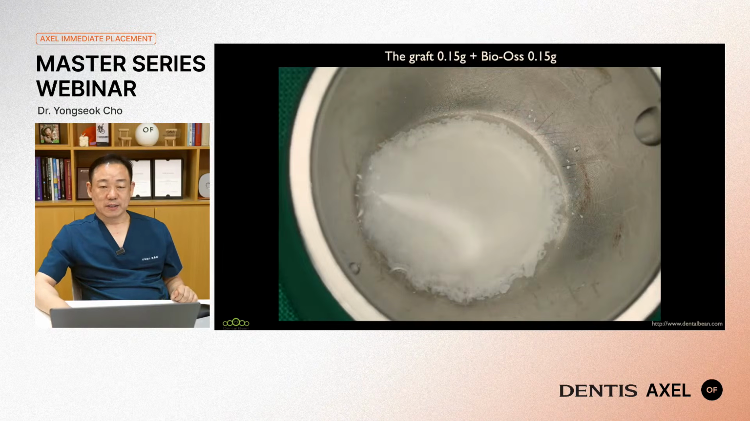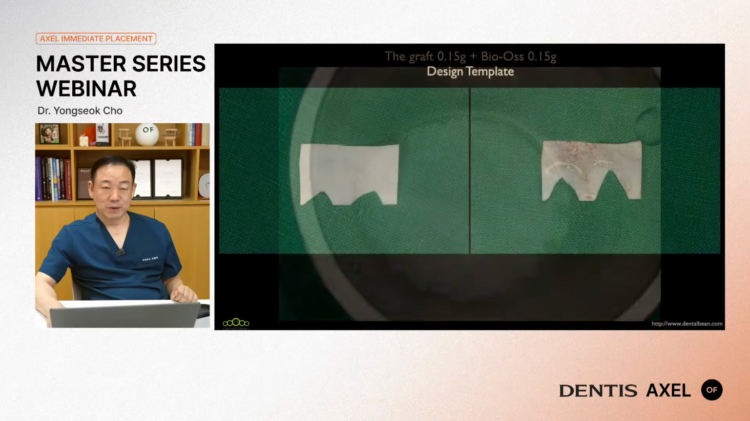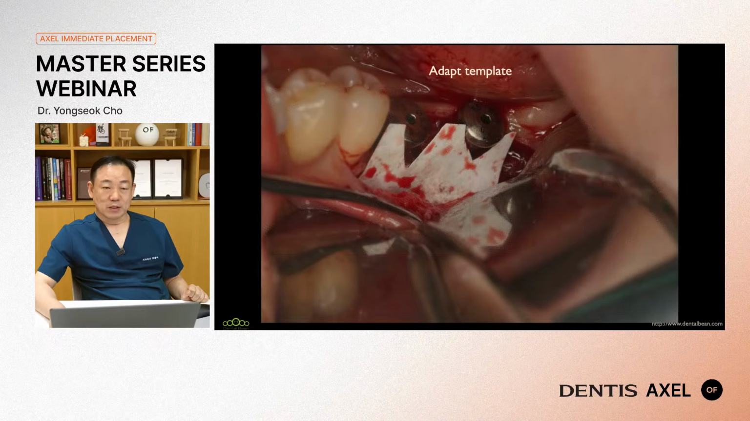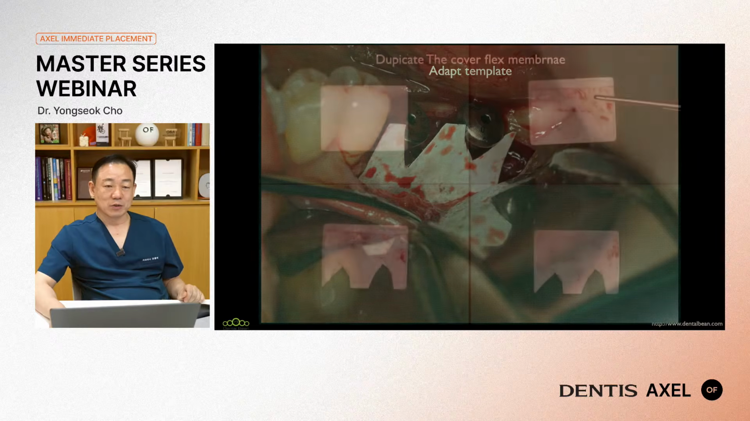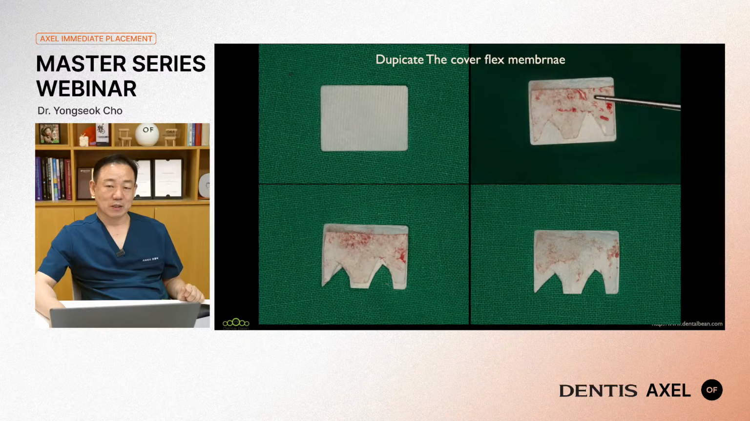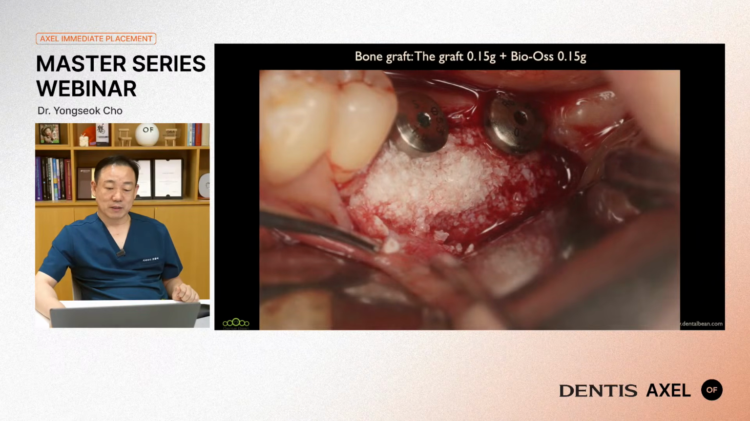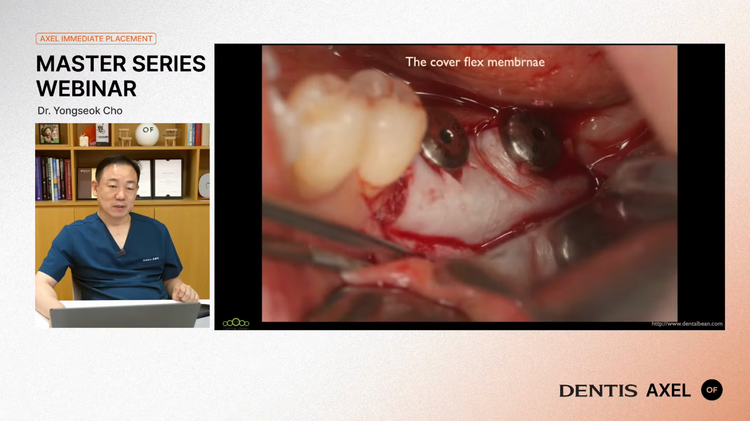Xenograft was mixed and I prepared a template to design the membrane. When the design looks well enough, duplicate the template onto the real membrane, like this. And after grafting, cover the grafted bone with the membrane.